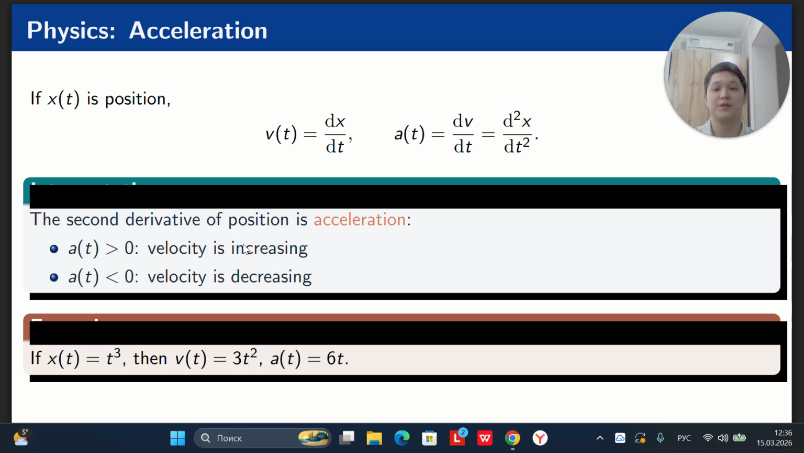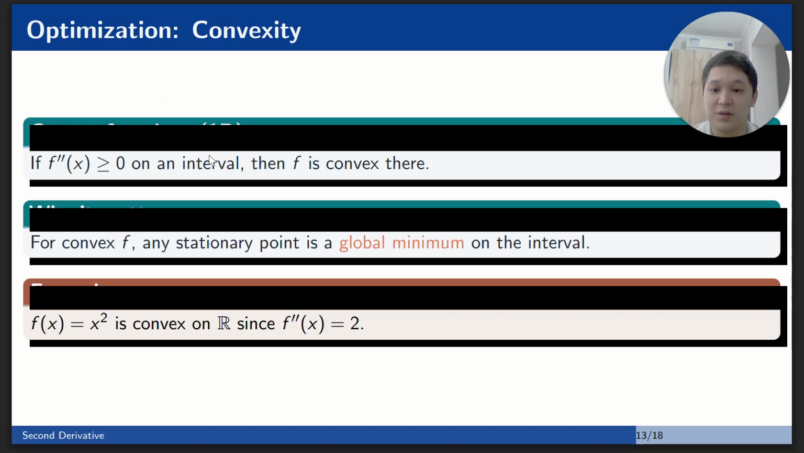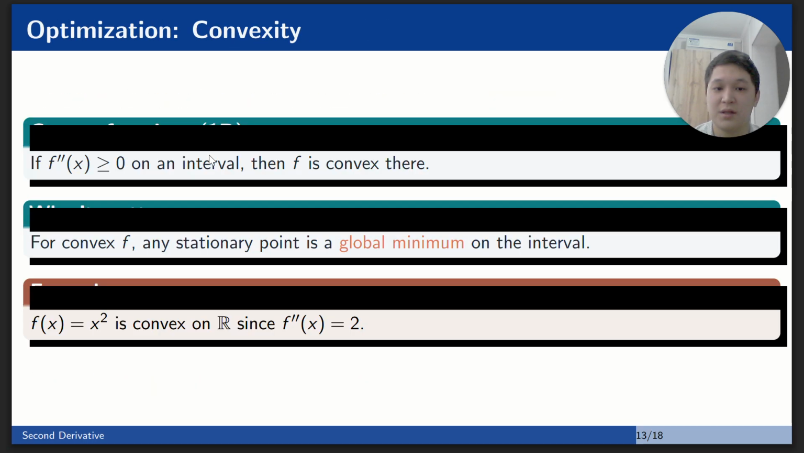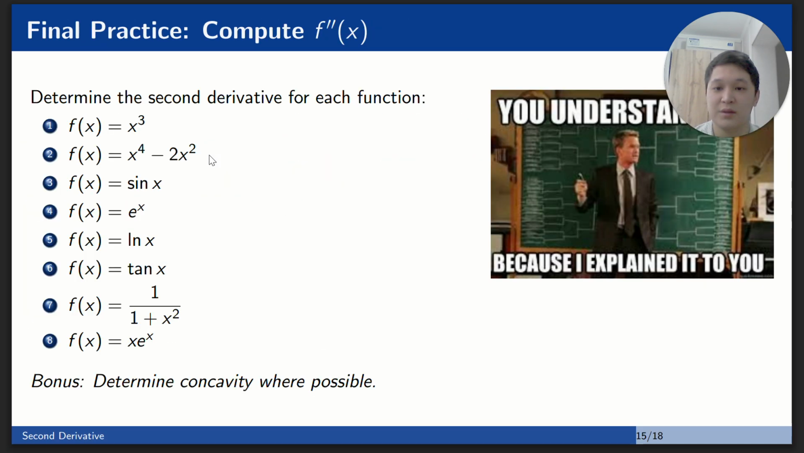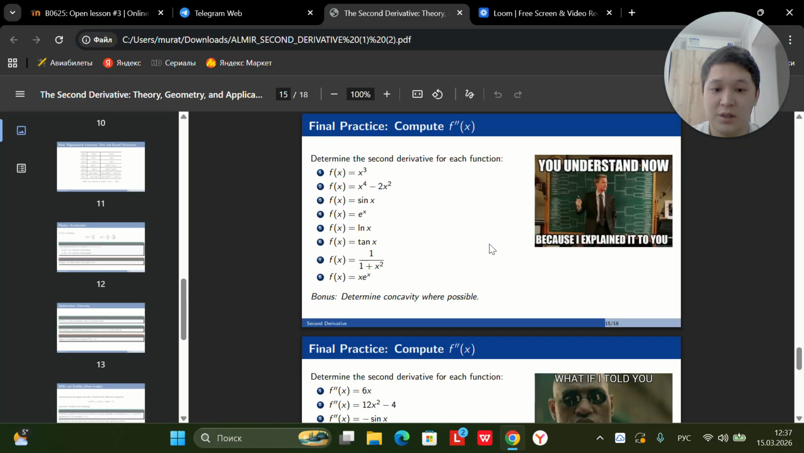If a(t) is bigger than 0, then velocity is increasing. It's the same as what I mentioned for local maximum and minimum. Here we have concavity, but there's just not enough time to explain everything, so I will skip it.